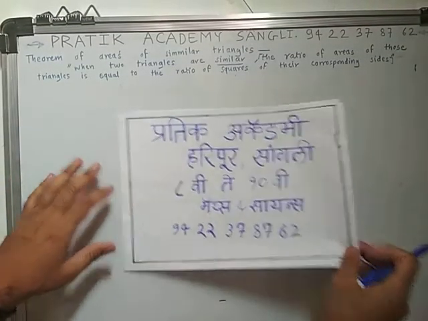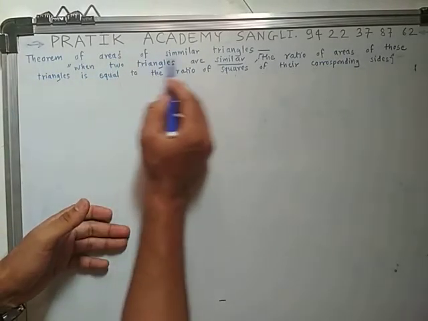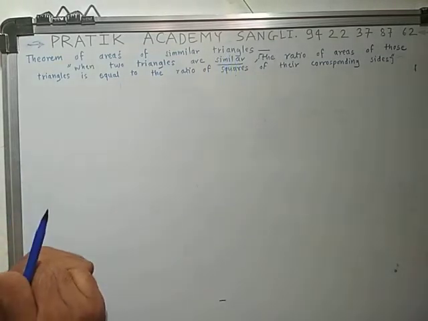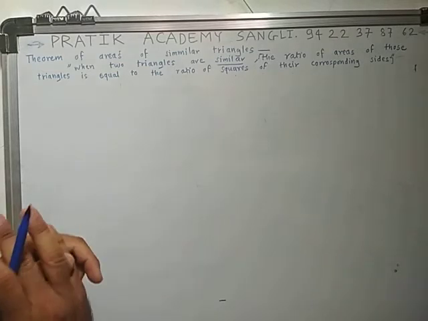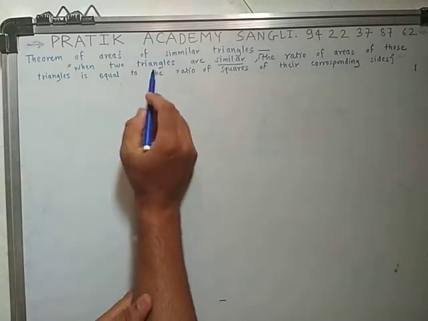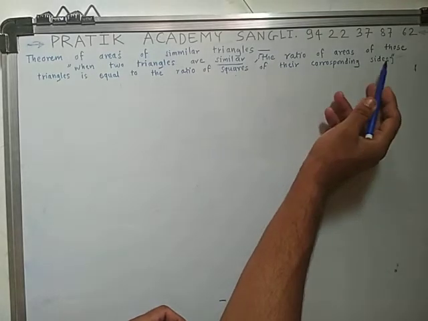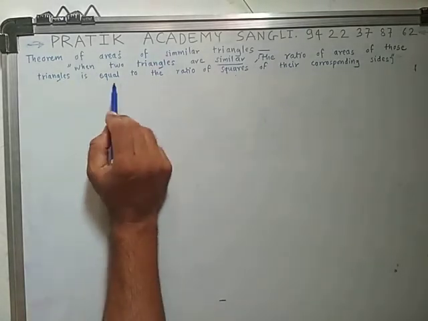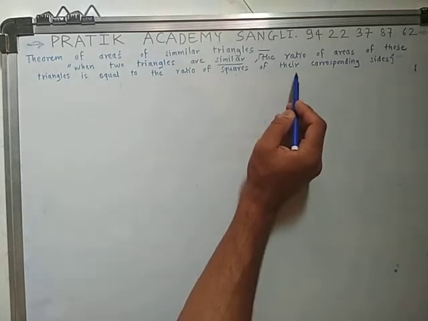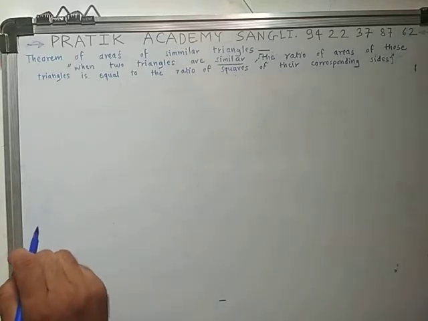In this video, we will study the theorem of areas of similar triangles from the chapter Similarity. So first, what is its statement? It states that when two triangles are similar, the ratio of areas of those triangles is equal to the ratio of squares of their corresponding sides. So this is the statement.